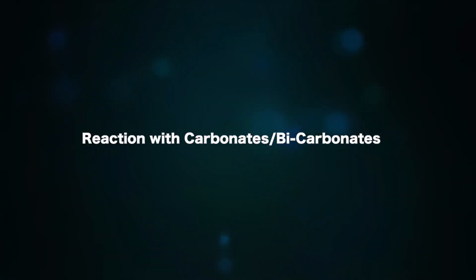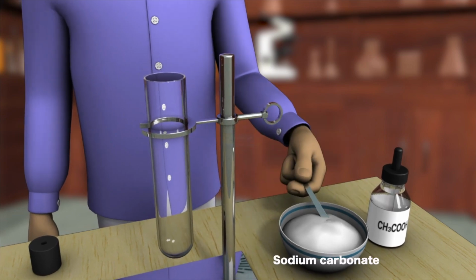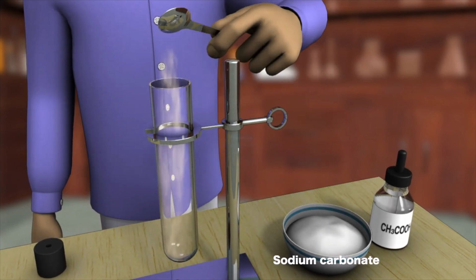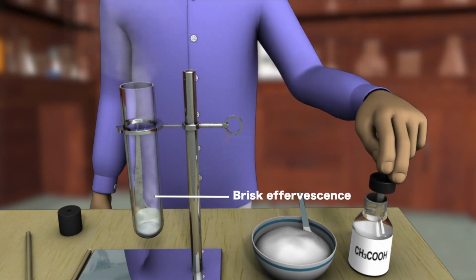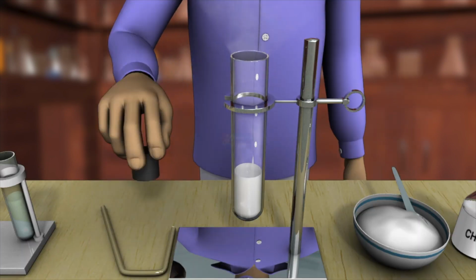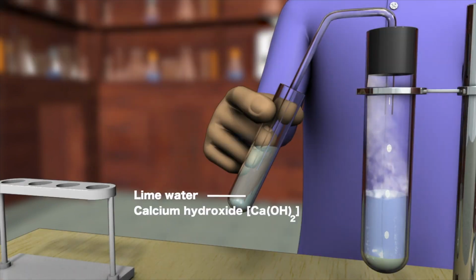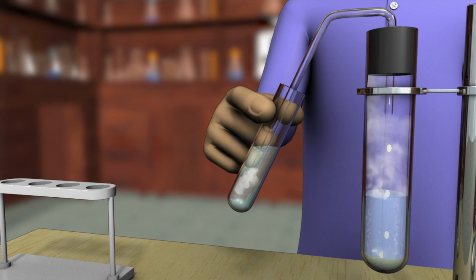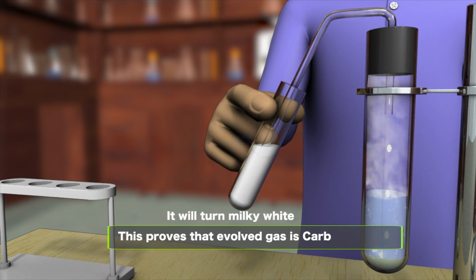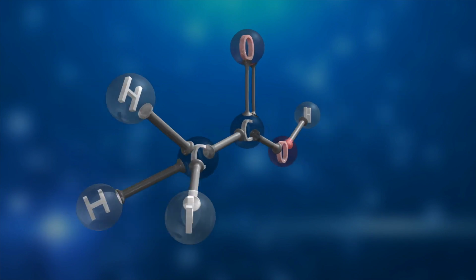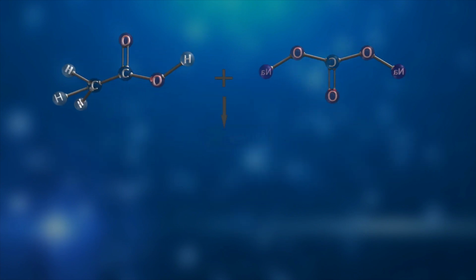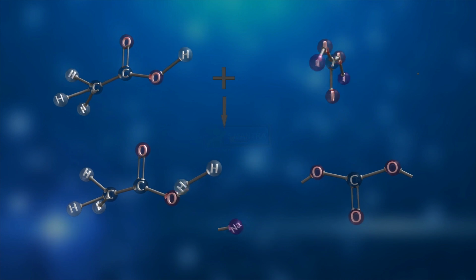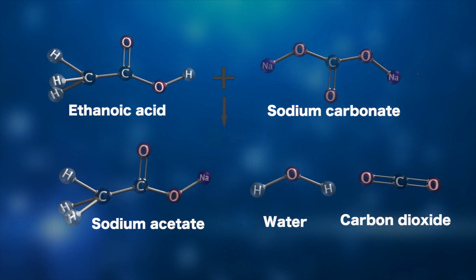Reaction with carbonates or bicarbonates. Take sodium carbonate in a china dish. Add a spoonful of sodium carbonate into the test tube. Add a few drops of ethanoic acid to it. We will observe that brisk effervescence of gas is formed. Pass the evolved gas into the lime water solution. It will turn milky white. This proves that the evolved gas is carbon dioxide. The following reaction takes place in this activity. Ethanoic acid reacts with carbonates like sodium carbonate, forms sodium acetate by replacing hydrogen atom in COOH along with water and liberates carbon dioxide.